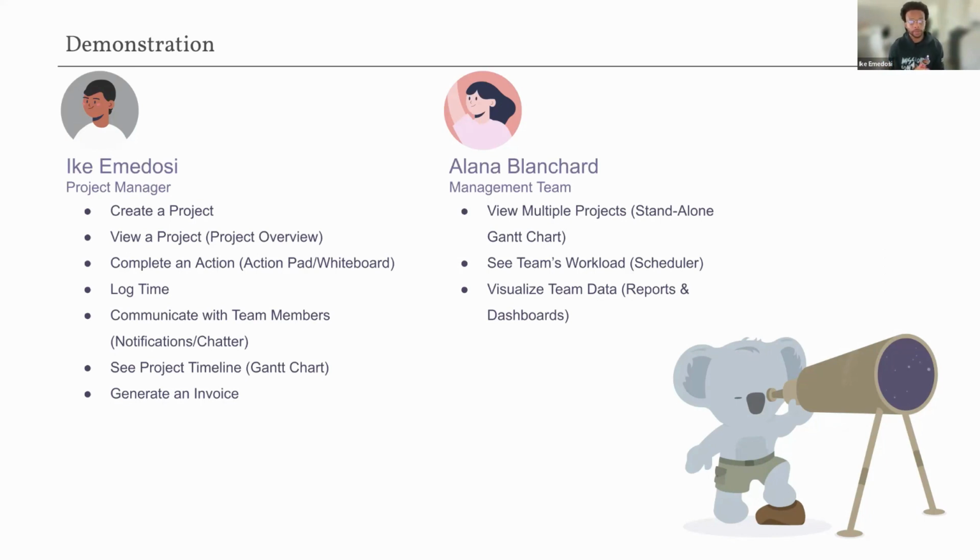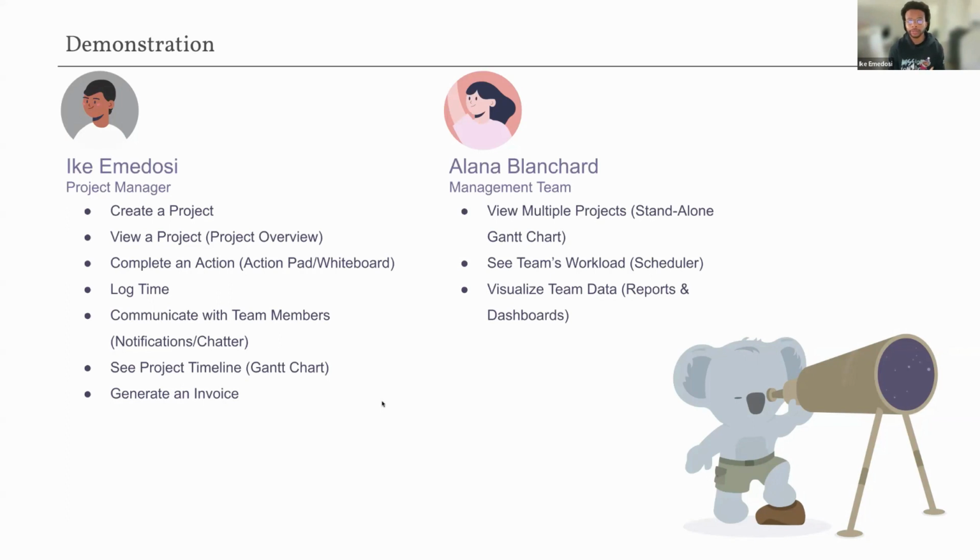Cool. So we're going to communicate with team members. We're going to see a project timeline via the Gantt chart. And then after all of that, from the project perspective, that individual project, I'm going to generate an invoice real quick and shoot it out because I need to get paid. And then we have Alana Blancard, part of our managerial team.